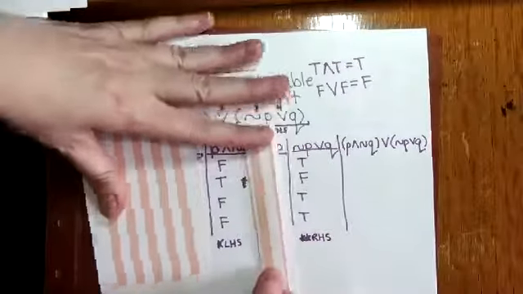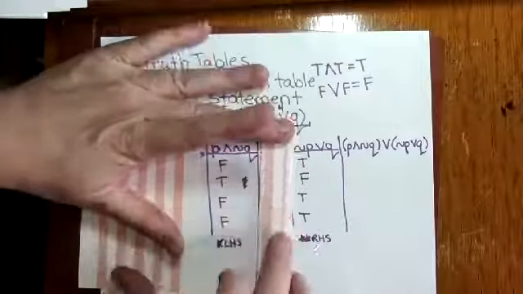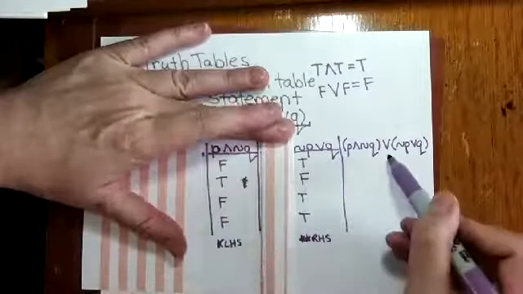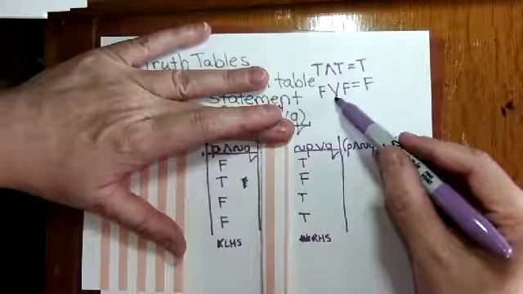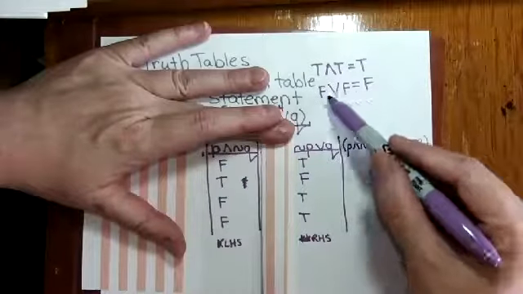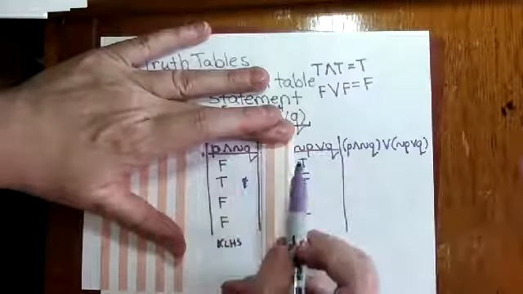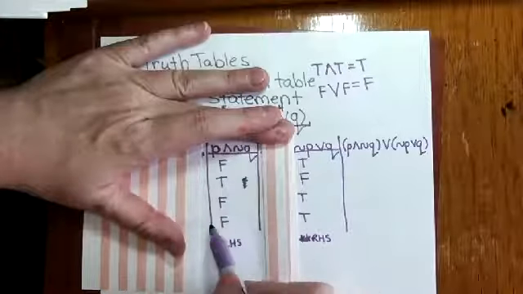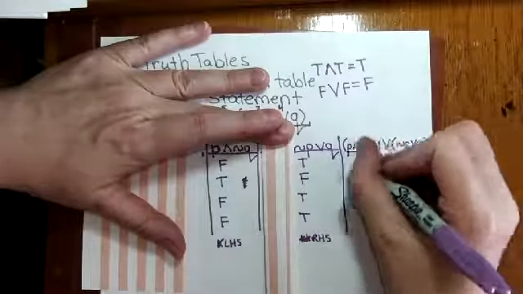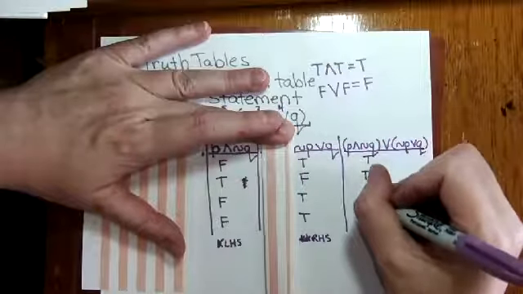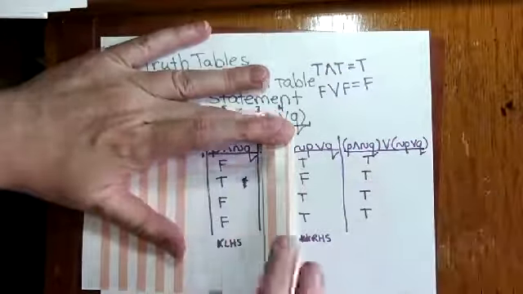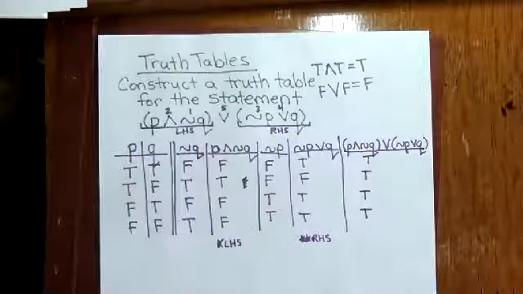So if we come in here and just look at the columns that we need, then what we have to focus on is ORing them. And recall that the only thing that makes an OR false is if both components are false. That never happens. So we have T, T, T, T. This final column is our answer.